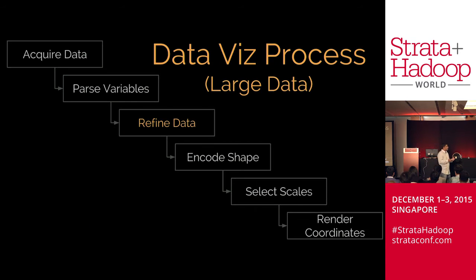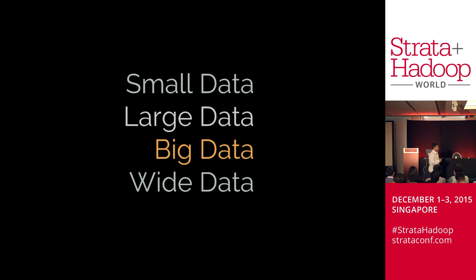So if you think about the process again for a large data set, you probably acquire the data, you parse the variables, but then you do some amount of refinement to think about how you want to map the data, because it's not a trivial data set where you can just choose the chart to show it. So you refine the data, but you then do the same thing. You encode the shape, select the scales, and render the coordinates, right? Let's move on to big data, right?